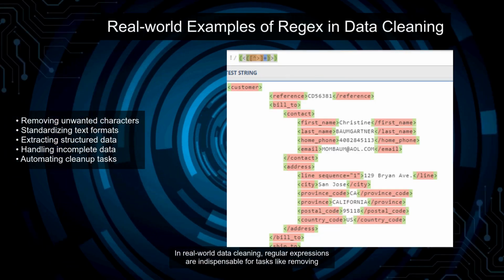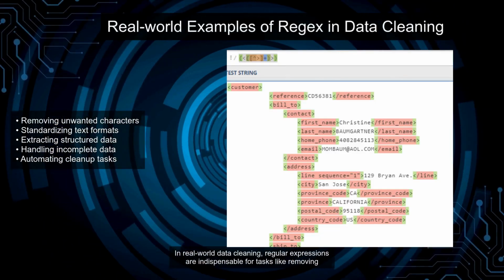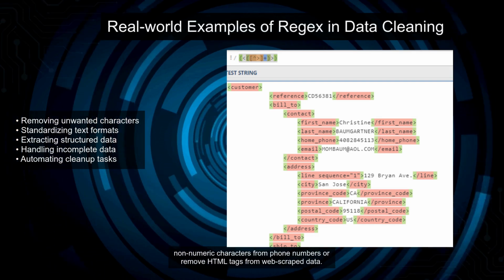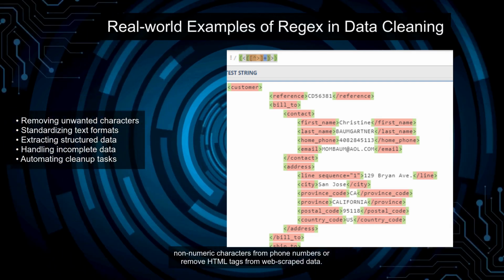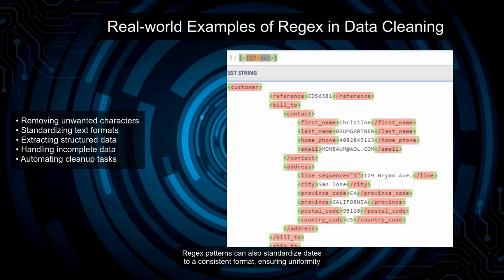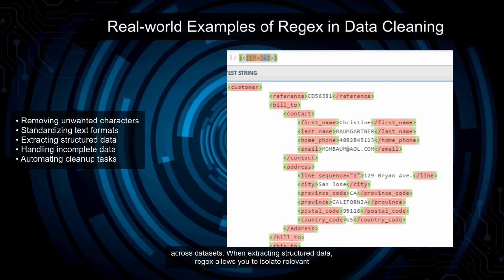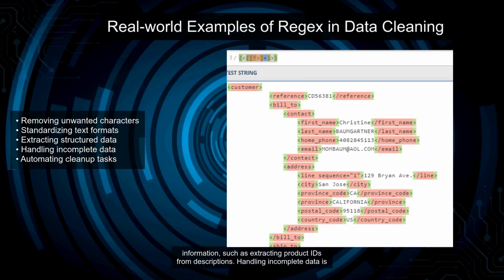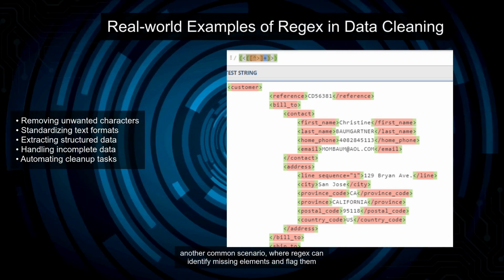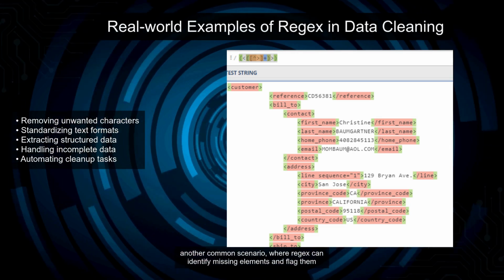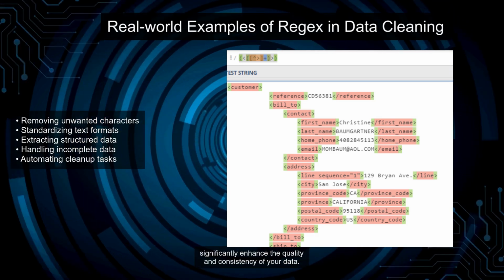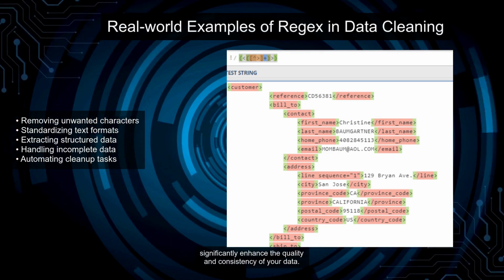In real-world data cleaning, regular expressions are indispensable for tasks like removing unwanted characters and standardizing text formats. For example, regex can strip out non-numeric characters from phone numbers or remove HTML tags from web scrape data. Regex patterns can also standardize dates to a consistent format, ensuring uniformity across datasets. When extracting structured data, regex allows you to isolate relevant information, such as extracting product IDs from descriptions. Handling incomplete data is another common scenario, where regex can identify missing elements and flag them for manual review. By automating these cleanup tasks with regex, you can significantly enhance the quality and consistency of your data.